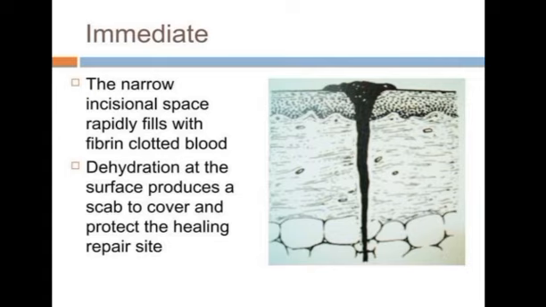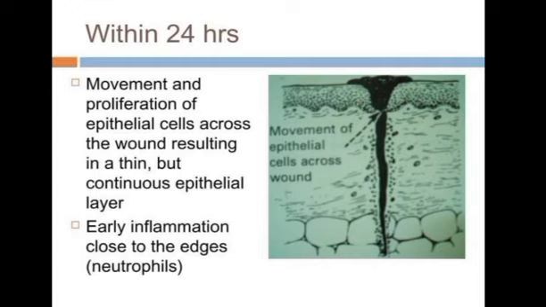In the image they have shown that the wound is filled by fibrin clotting factor, and dehydration at the surface produces a scab to cover and protect the healing repair site. This type of wound will get healed within 24 hours. Epithelial cells will move and proliferate in the area, and a continuous epithelial layer will be formed.